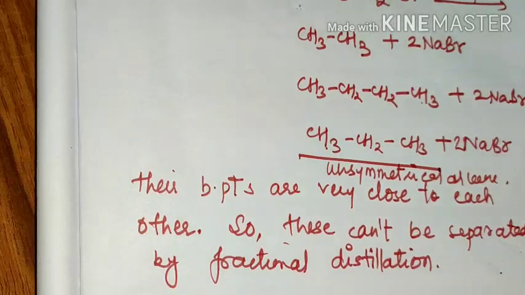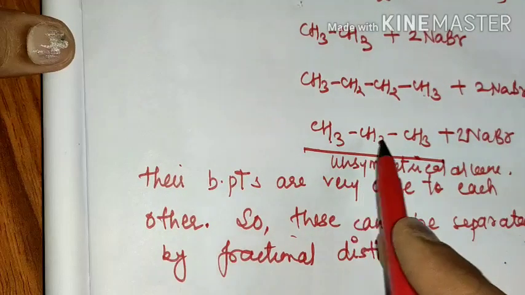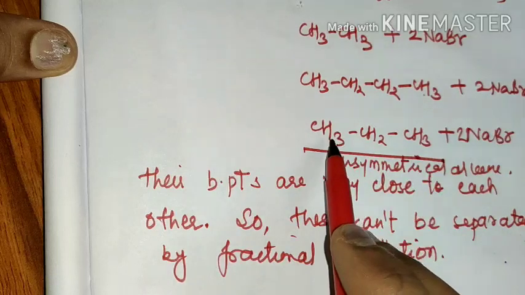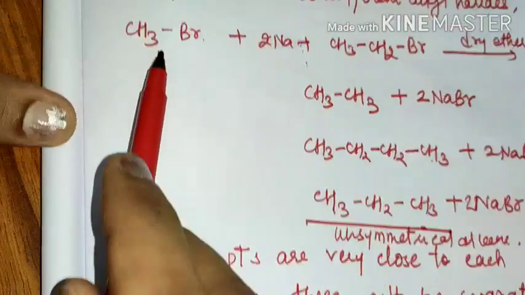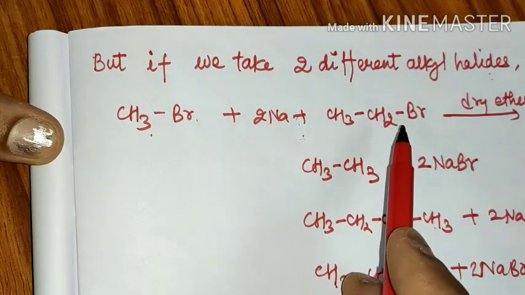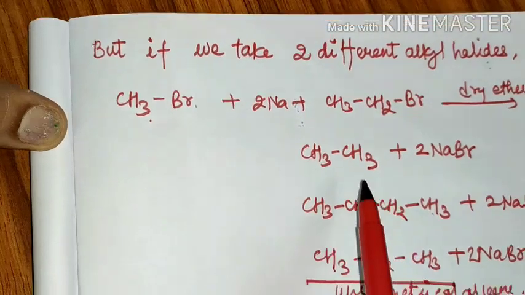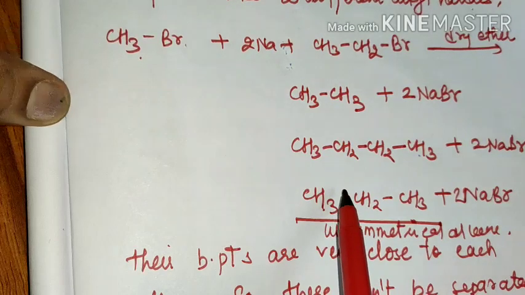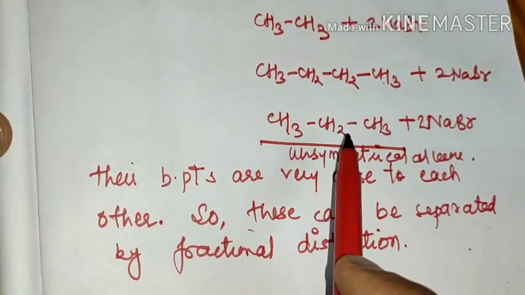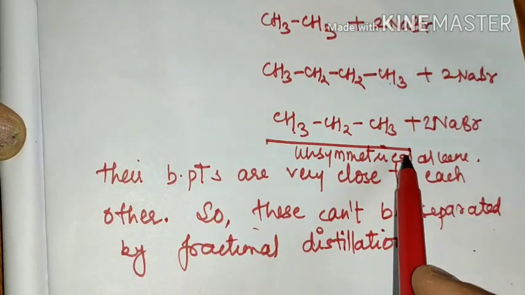What is the drawback? The Wurtz reaction cannot be used for the preparation of alkanes containing odd number of carbon atoms. Why? Because if you want to prepare an alkane containing odd number of carbon atoms, then we have to take one methyl bromide and another ethyl bromide. It means we have to take 2 different alkyl halides. And if we take 2 different alkyl halides, a mixture of 3 products is obtained. And these 3 products cannot be separated from one another by fractional distillation. So that's why this reaction cannot be used for the preparation of unsymmetrical alkanes. It is used only for the preparation of symmetrical alkanes.